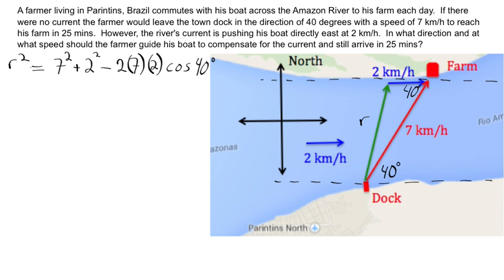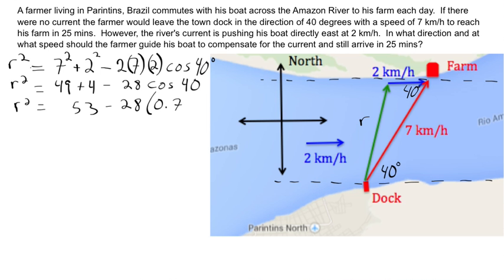And we do the math. 49 plus 4, this is still R squared, minus 28 cosine of 40. R squared is equal to 53 minus 28. Cosine of 40 is 0.766. All right. And now we do not subtract 53 minus 28. 28 is a coefficient. It is not a constant. So please, I've seen many of you do this. Do not subtract 28 from 53.